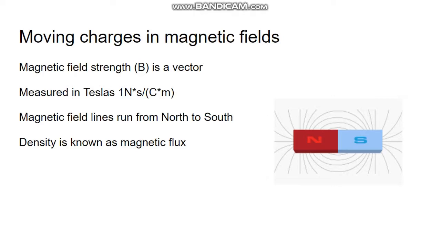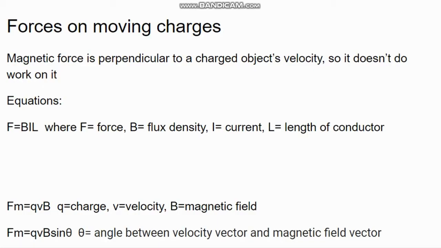Now, magnetic field strength, or B, is a vector which is measured in teslas. The field lines always run from north to south, and the density of the magnetic field is known as magnetic flux, or flux density. Magnetic force is perpendicular to a charged object's velocity, so it can't do work on it.